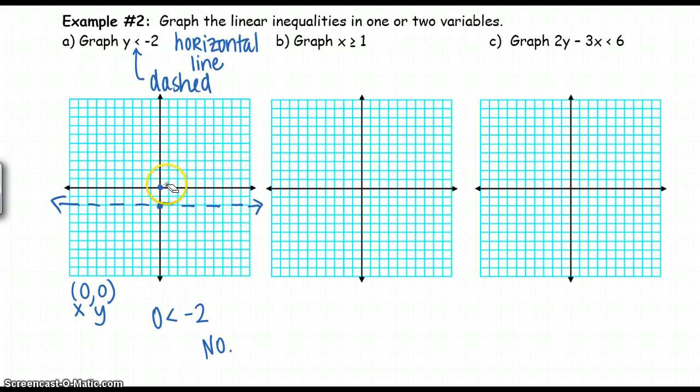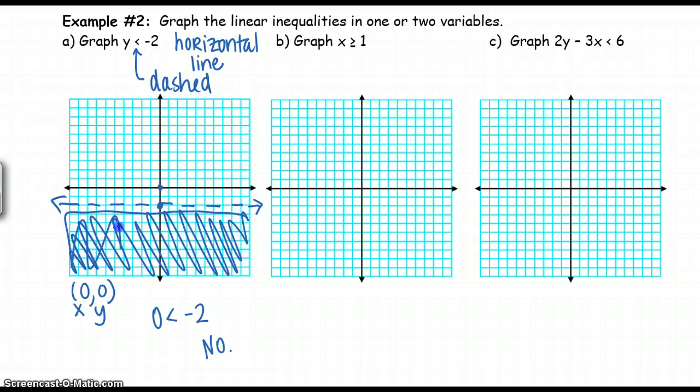This was false. So we shade the other side, just like this. And it goes all the way up to the dashed line. I think you guys get the point. Let's go over to B. Graph x is greater than or equal to 1.